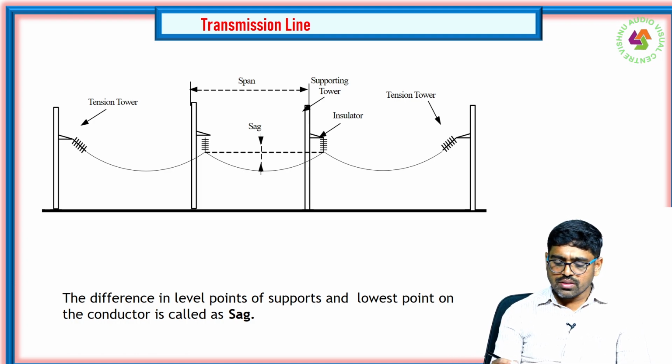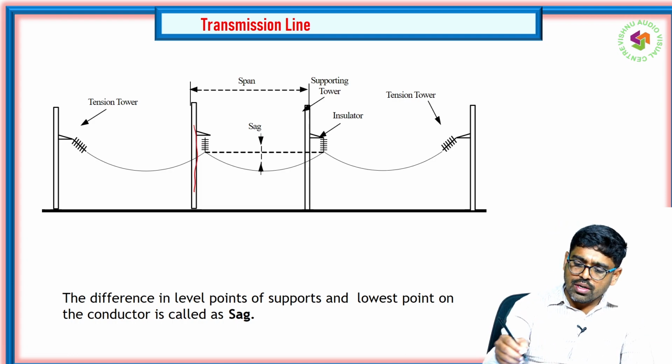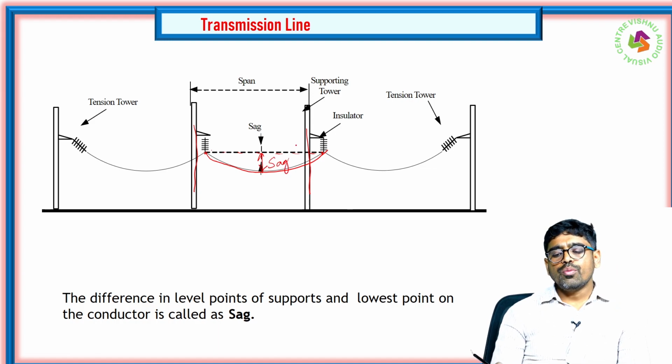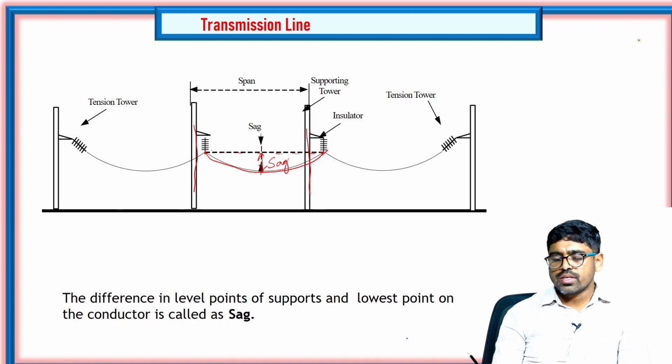Now let us see what is meant by sag. Sag means the difference between the level of supports and the lowest point on the conductor. You can see that this is a pole and this is another pole, and the conductor is placed at these 2 points and connected by a conductor like this. The difference between the level of supports and this lowest point is called sag.